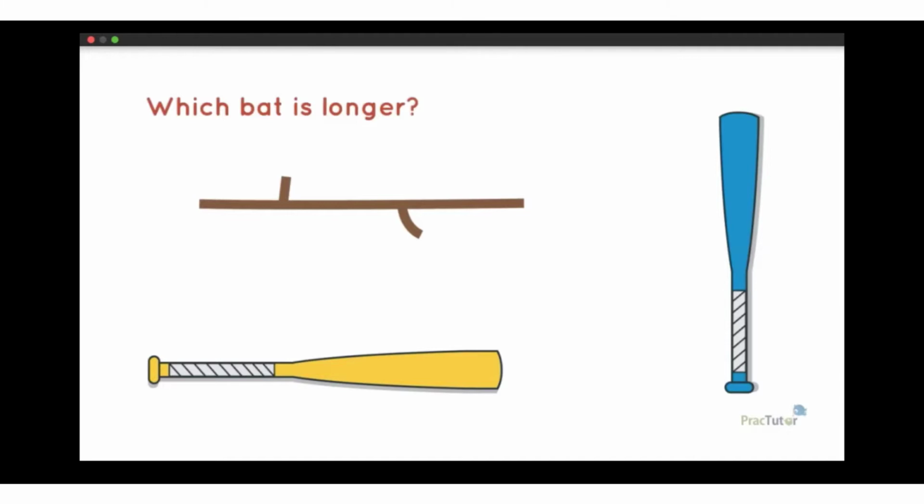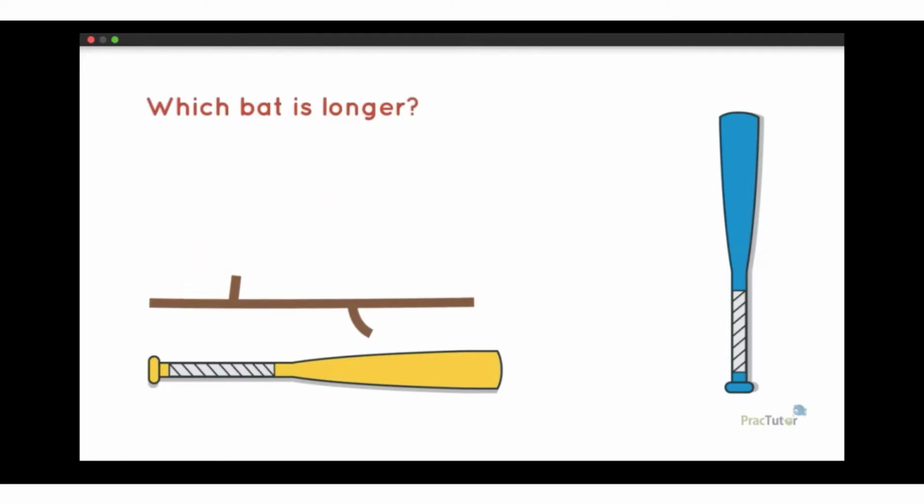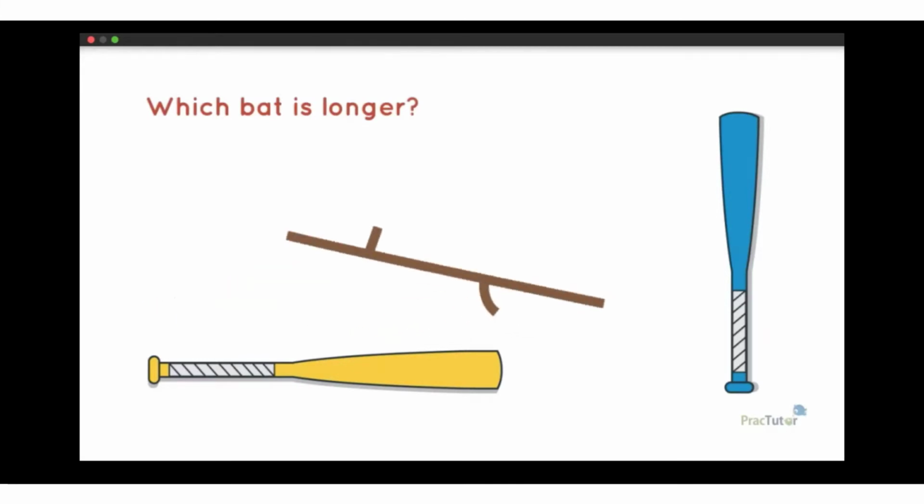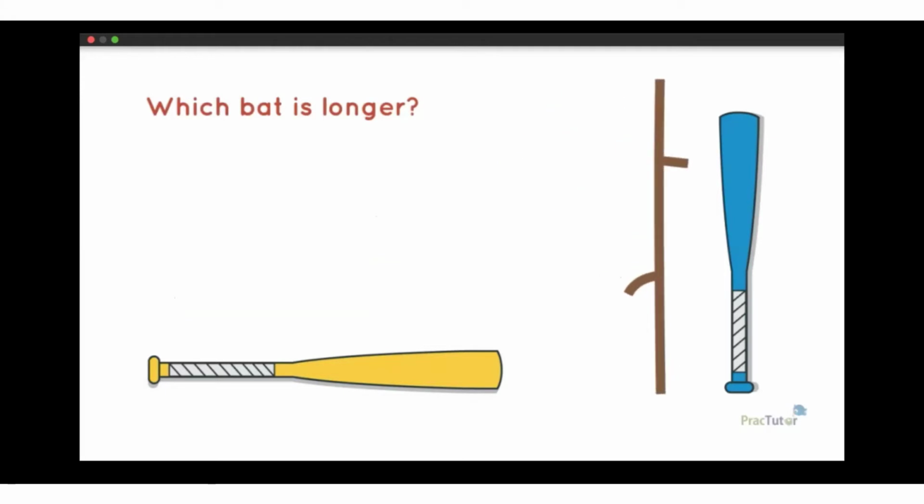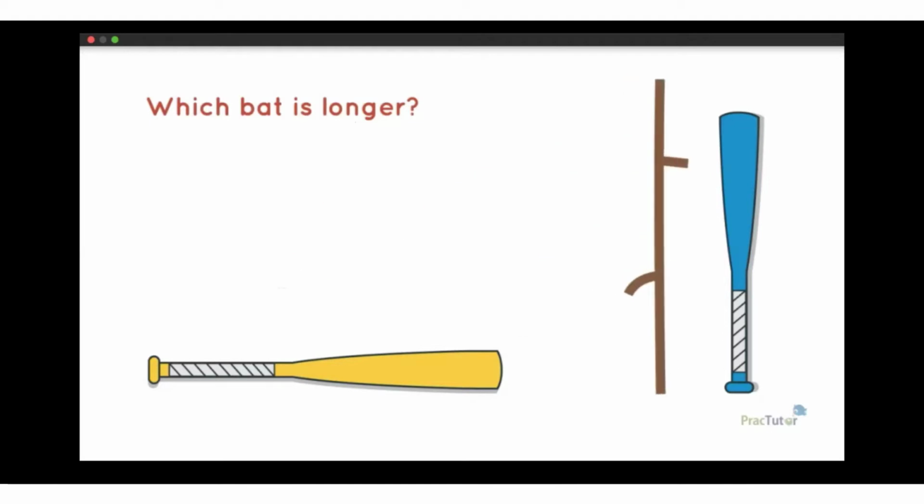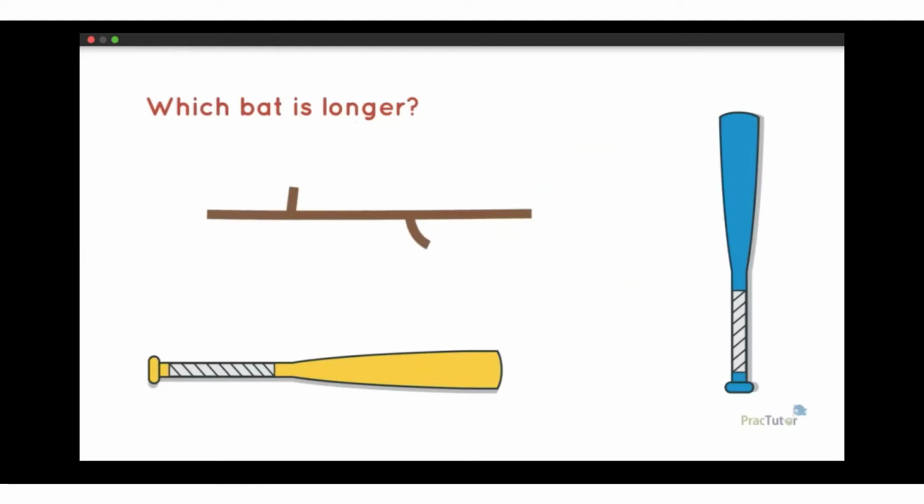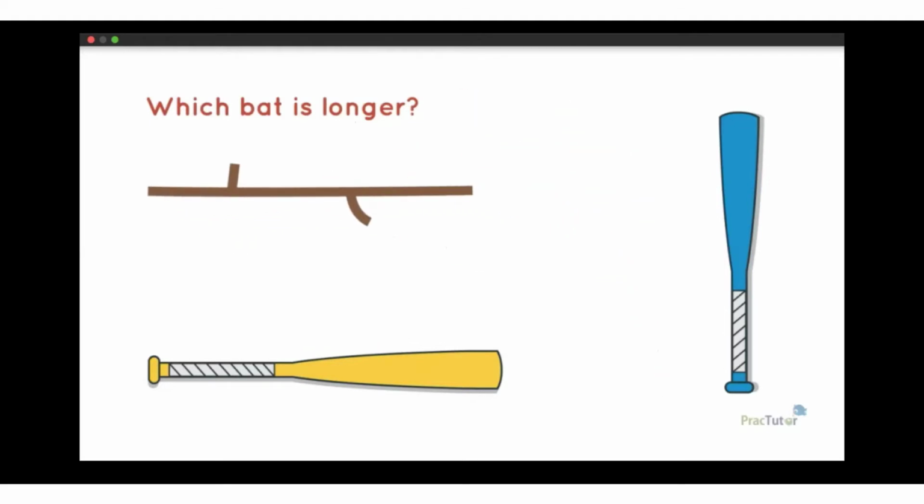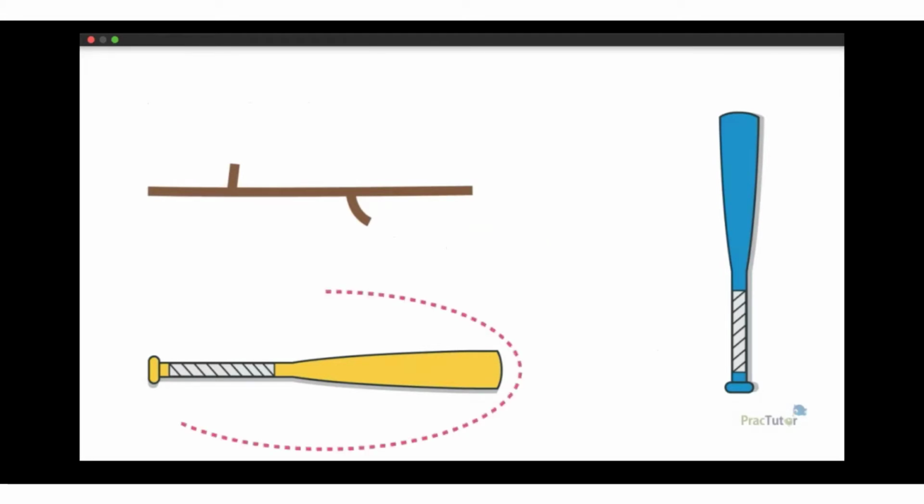Let's compare. First, we'll compare the yellow bat. Which is longer, the stick or the bat? Now, we'll compare the blue bat and the stick. Which is longer? If the yellow bat is longer than the stick and the blue bat is shorter than the stick, which bat is longer? Is that the baseball bat you thought was longest?